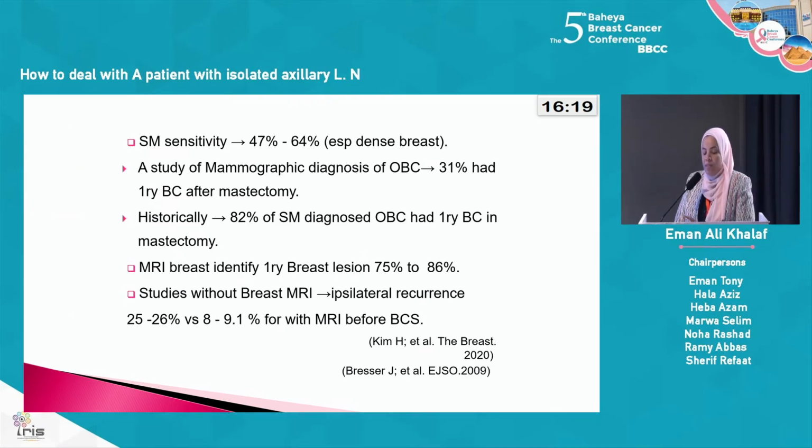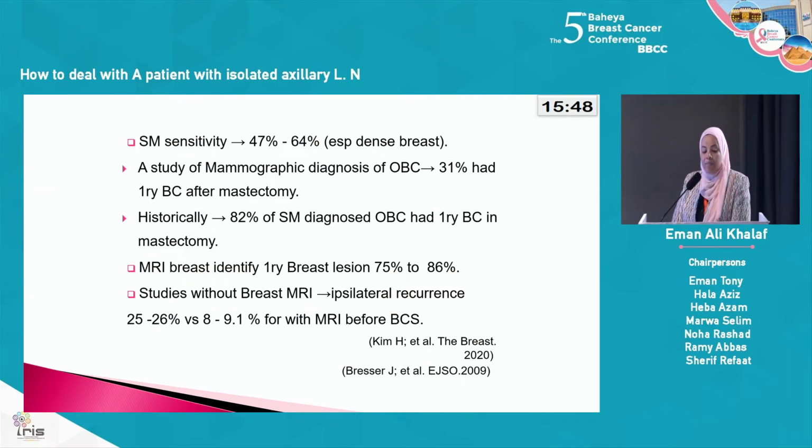The sonomammography sensitivity in such cases is only 47 to 64%, which is even less if we have a dense breast. A study of mammographic diagnosis of occult primary breast cancer showed that in more than 30% of the cases, primary breast cancer malignancy was detected after mastectomy. In historical data, more than 80% of sonomammographic diagnosed occult breast cancers then had a primary breast cancer in the mastectomy specimen as well.